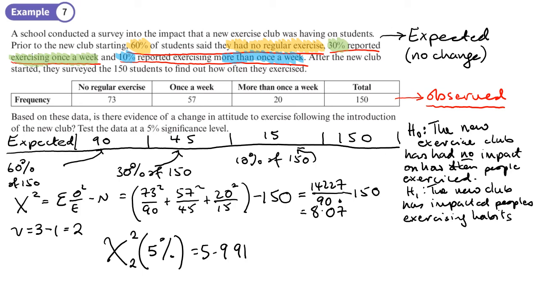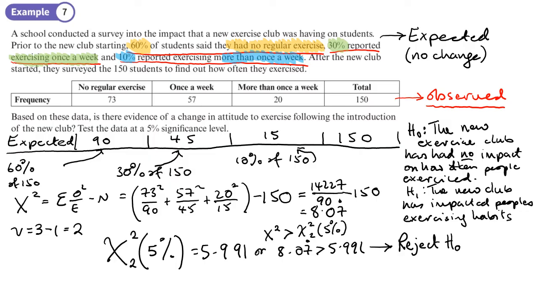Well, our observed spread, our observed variance, is greater than chi-squared with 2 degrees of freedom, or you could write it as 8.07 is greater than 5.991. So whenever our x squared is greater than chi-squared, that means it's too far away from what we expect, so we reject H0.